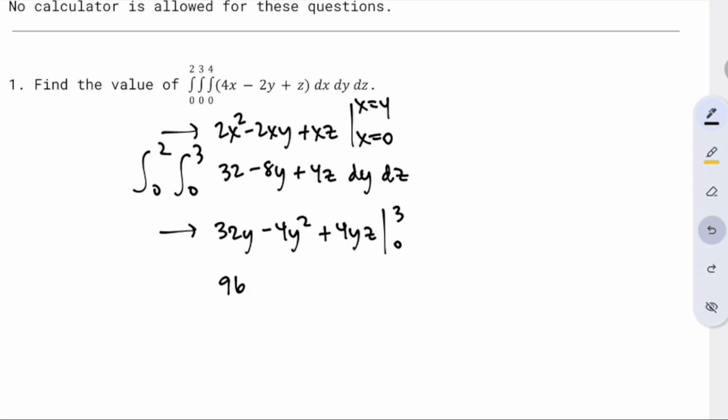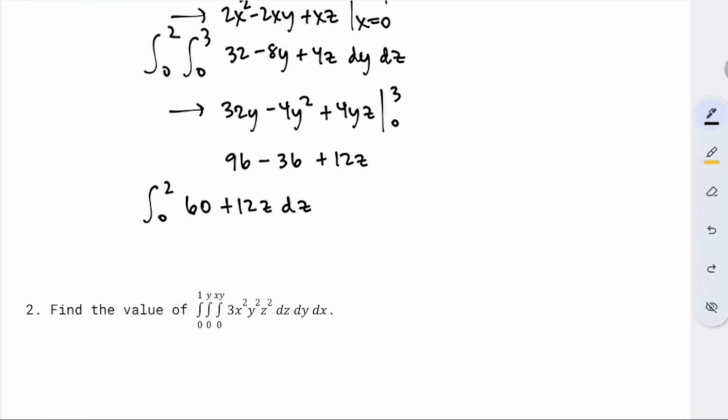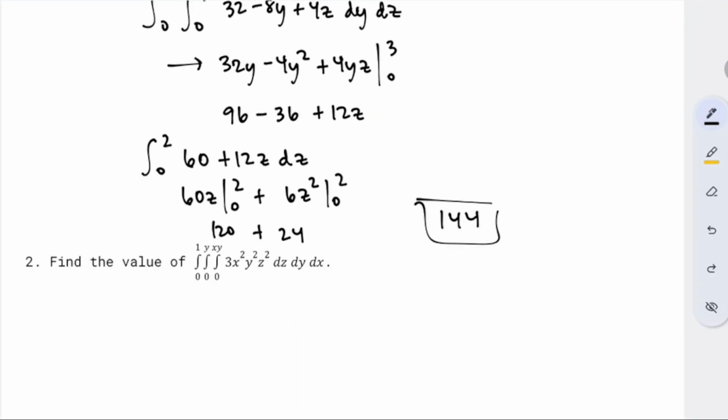Wait, no, that was y. It'll just be 96. Minus 4 times 9 is 36. Plus 4y is going to be 4 times 3, which is 12z. Okay, so that's 60 plus 12z dz. And this is one we'll be able to take by hand. 60z as z runs from 0 to 2 plus 6z squared from 0 to 2. All right, that's going to be 120 plus 6 times 4, which is 24. Okay, and 120 and 24 is 144. That's my triple integral.